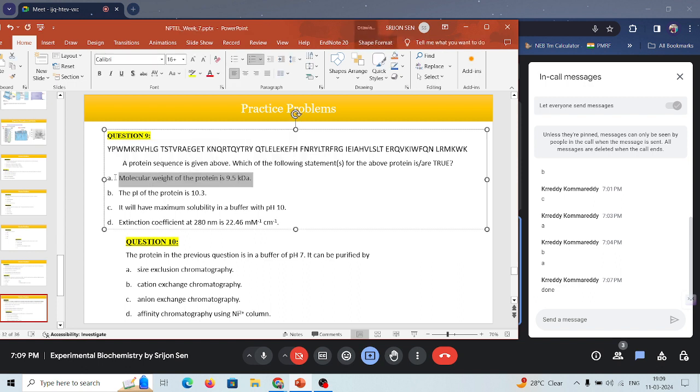But as of now, the molecular weight of the protein is 9.5 kilodaltons, and if you look at the different combination of amino acids that is available, the pI of the protein is 10.3, because it has more positively charged residues, like you have arginine, then lysines, you have another arginine, then you have a lot of lysines over here, then another arginine. Okay, so the pI of the protein is 10.3.